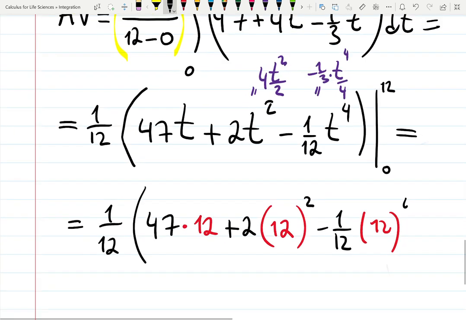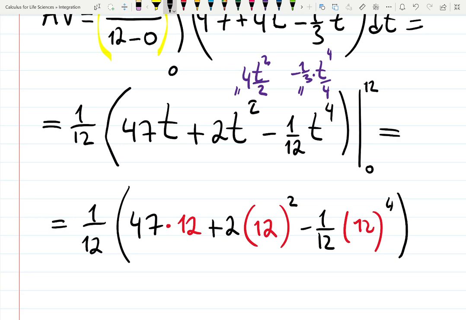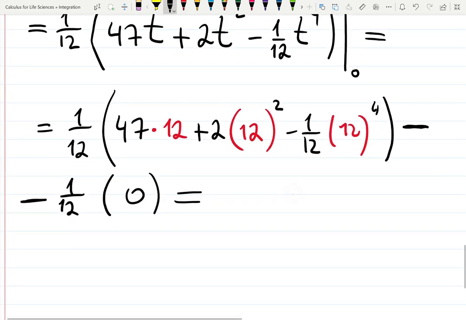Plug everything in carefully. Put huge parentheses. Minus, that's part of the formula. Don't forget 1 over 12 is supposed to be everywhere because it's factored out. Times, plug 0 everywhere you see t. 0, 0, 0. So that's a good one. If I wanted to choose the interval from 1 to 12, then we would have to calculate more stuff. So, I don't know, just calculate.